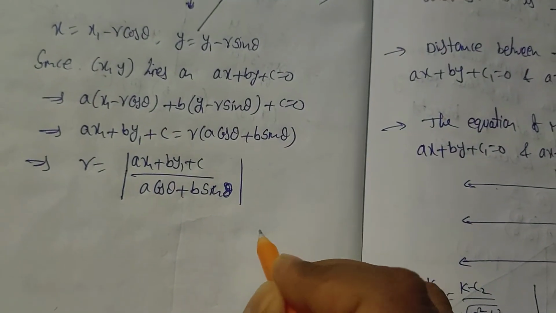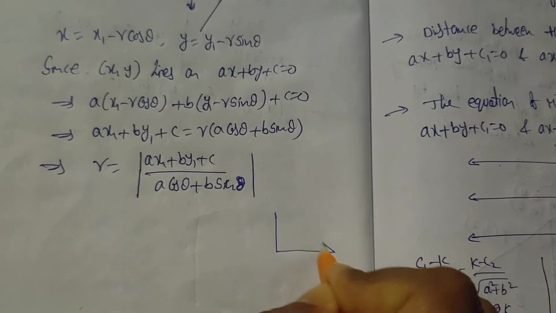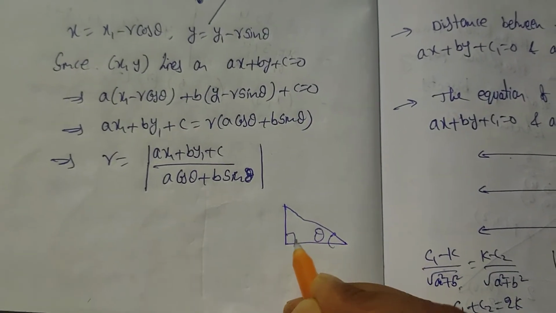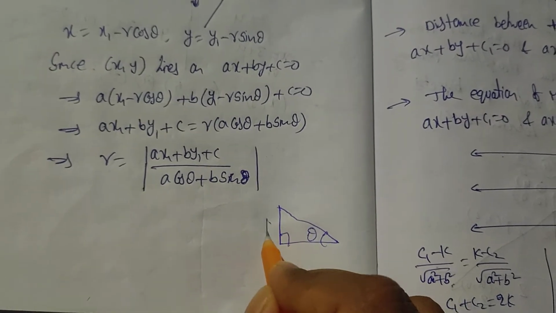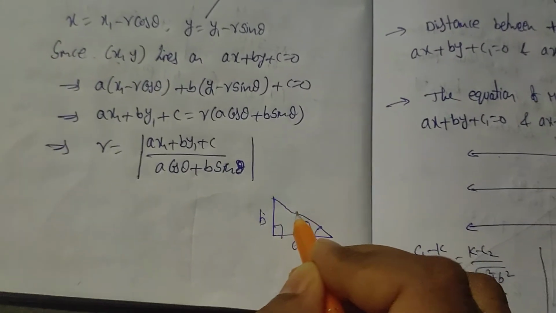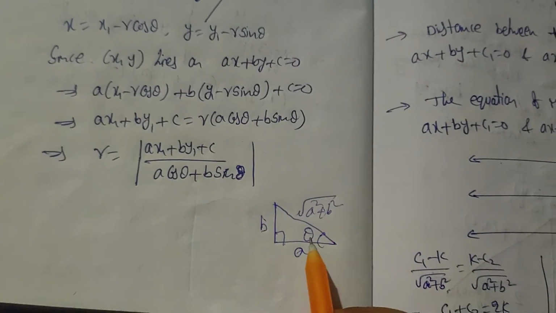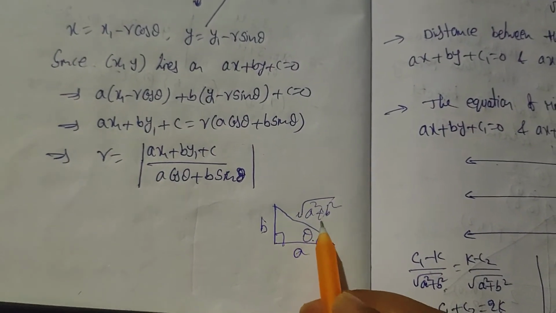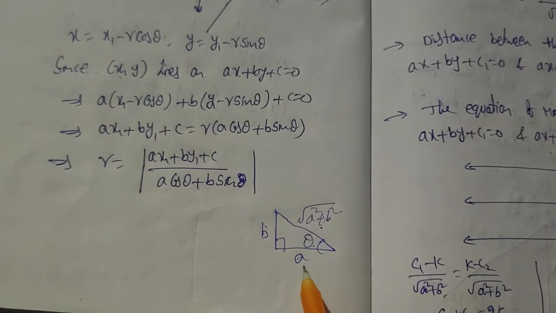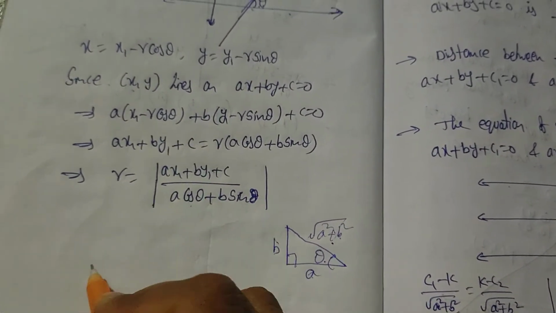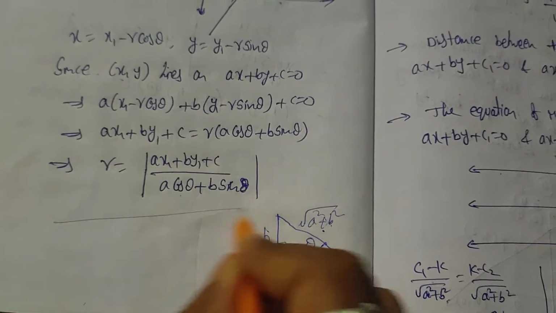Tan theta becomes b by a means, if you use the right angle triangle, this is the theta, and this is 90 degrees. B by a means opposite side by adjacent side. Then the hypotenuse becomes root over a square plus b square. So sin theta becomes b by root over a square plus b square, and cos theta becomes a by root over a square plus b square. If you substitute here, you have this application.